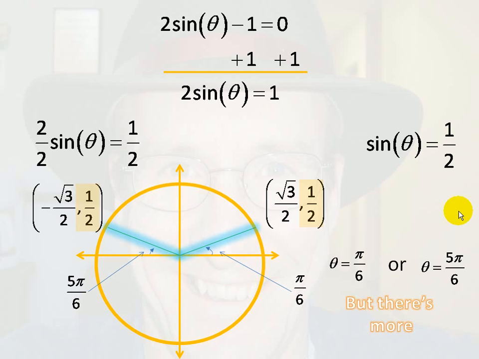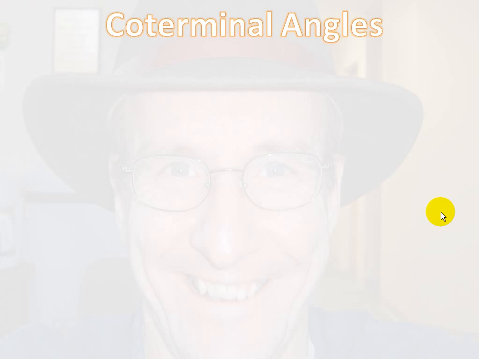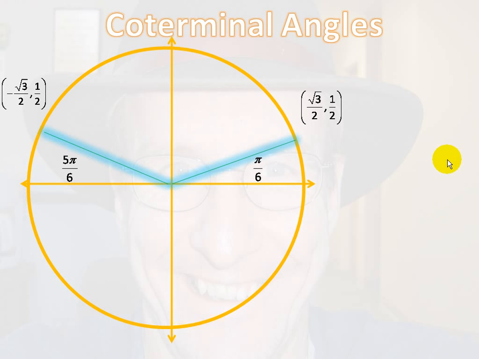So we've got pi over 6 and 5 pi over 6. Now let's take a look at all those angles that are coterminal, because the coterminal angles will also give us sine of theta equals 1/2. So let's take a look. We've got the two solutions that we've already identified, the pi over 6 and the 5 pi over 6.